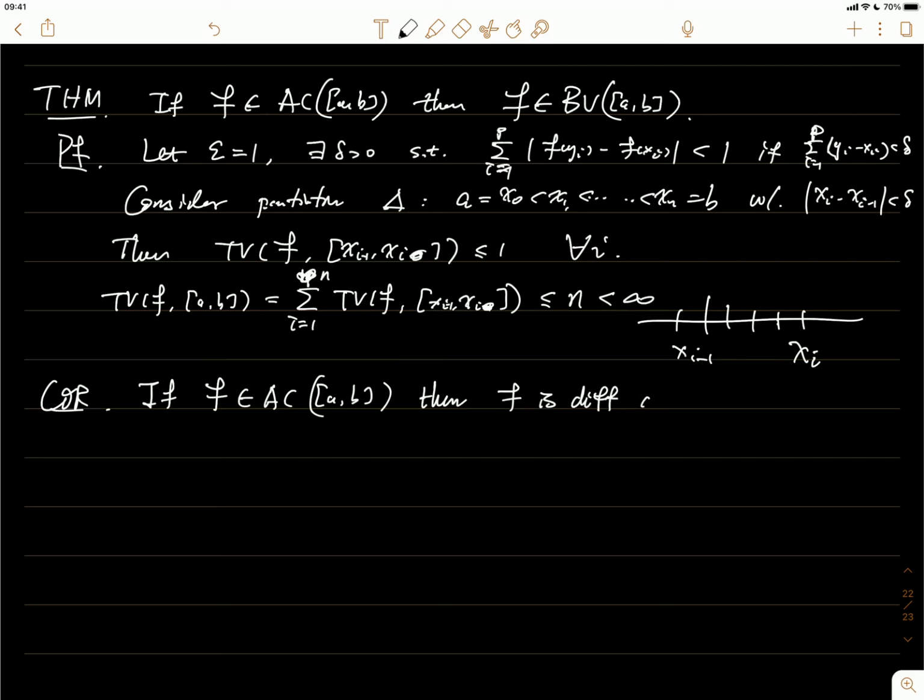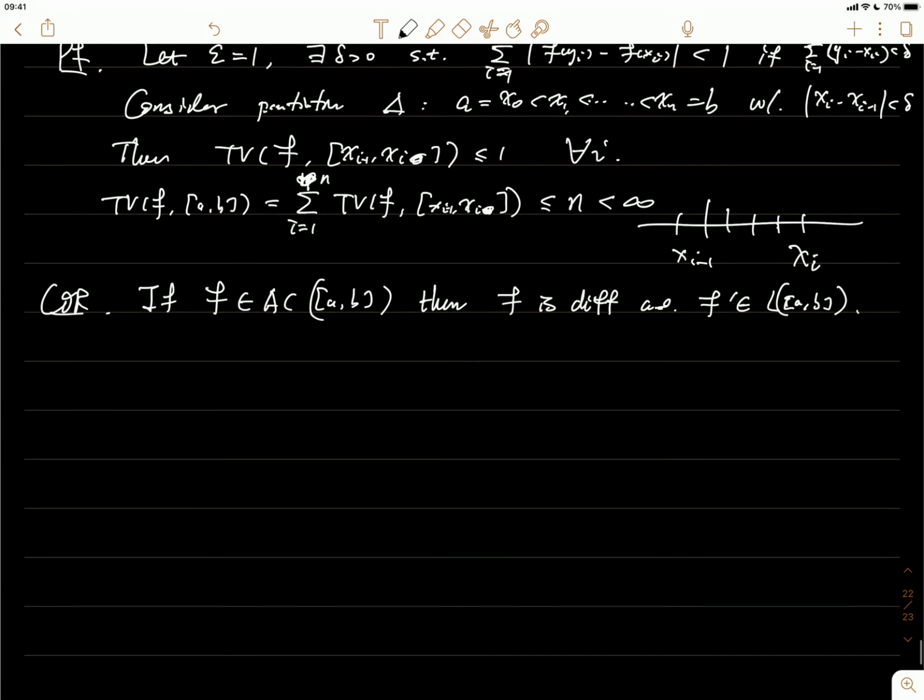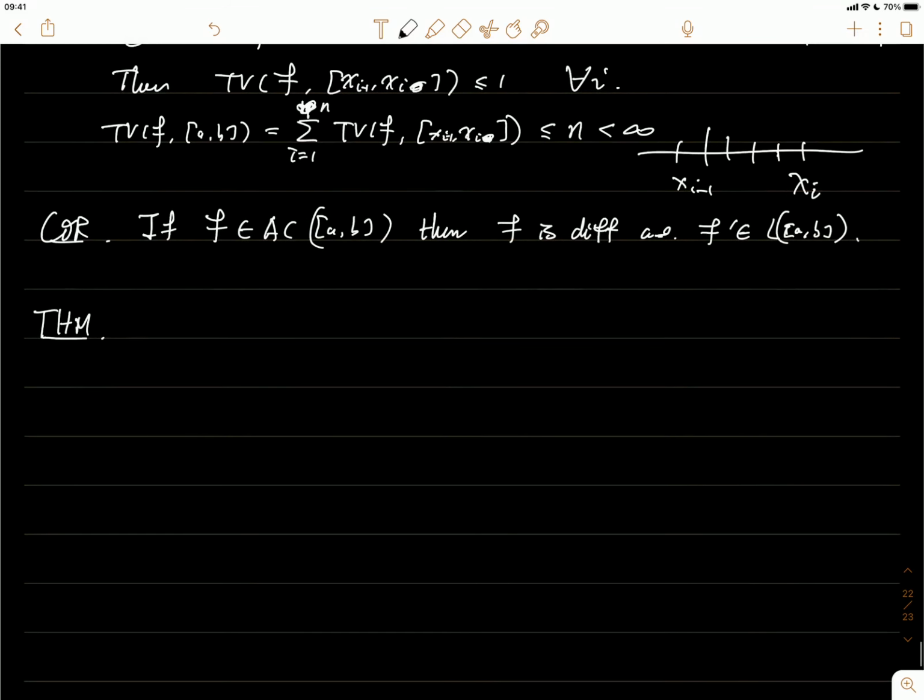It's differentiable almost everywhere. The f prime is actually integrable. Okay, so that's just a property for the space of bounded variation. Now we're ready to show the final result, the fundamental theorem of calculus.